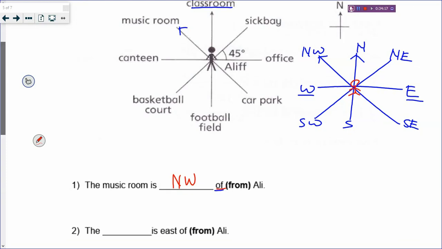Okay, the what is east from Ali. So from Ali, from where he's standing, you go east, right? You go east, which is over here. So what is at the east? What do you see at the east? You will see the office, right? So the office is east from Ali. Okay, all right.